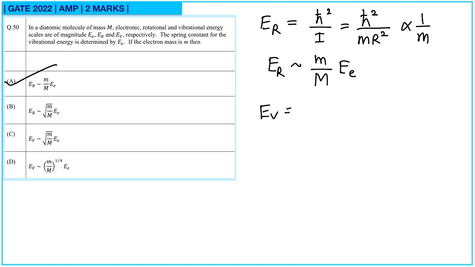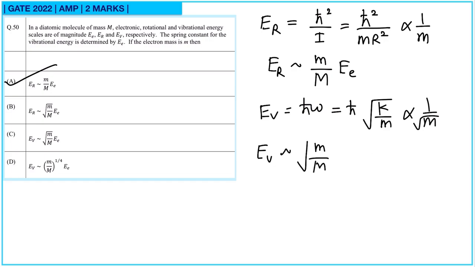Next is EV, that is ħω. Again we are considering the lowest possible case. So this will be ħ into ω, where ω is the square root of k by m. So that means it is inversely proportional to the square root of mass. So EV will be proportional to the square root of m by M into EE. So here option C is correct. Next question.